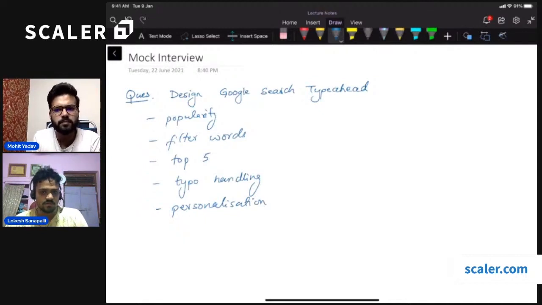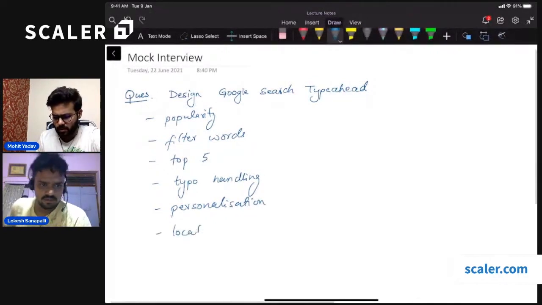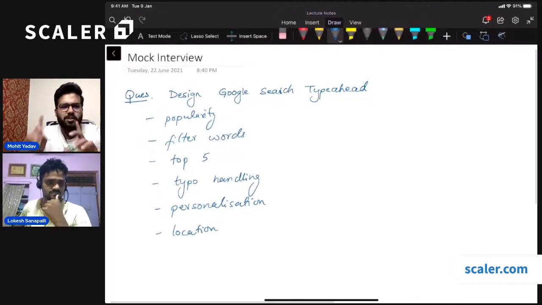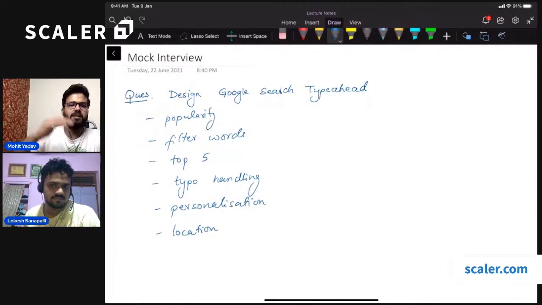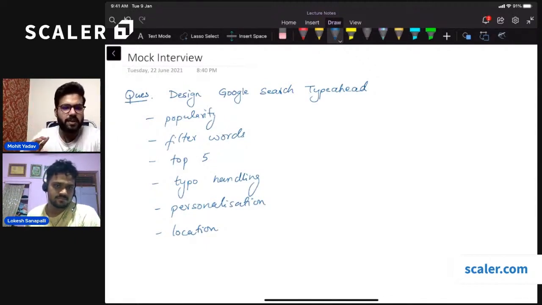And also should we consider location based search or not? Yes, we can. So this is basically the first phase, where we just scope out, by looking at Google search type ahead, these are the 5 or 10 things that are coming to my mind.